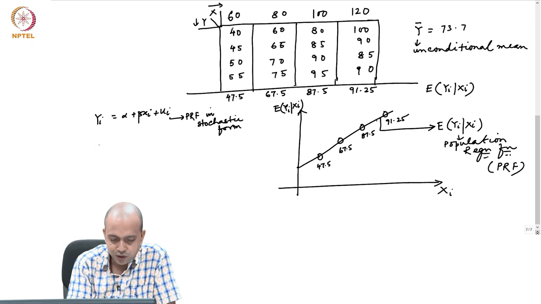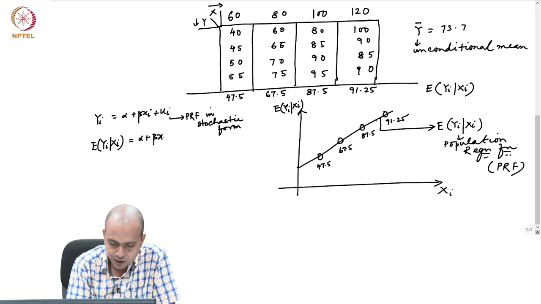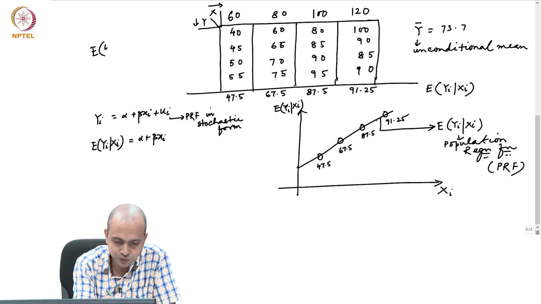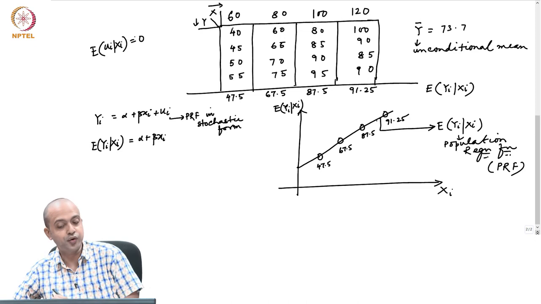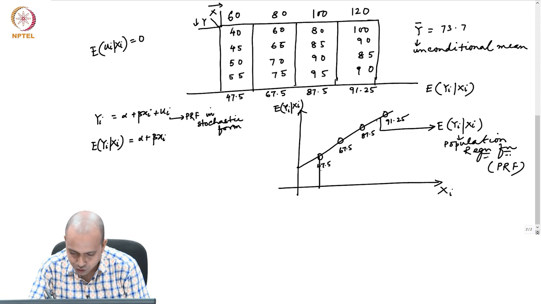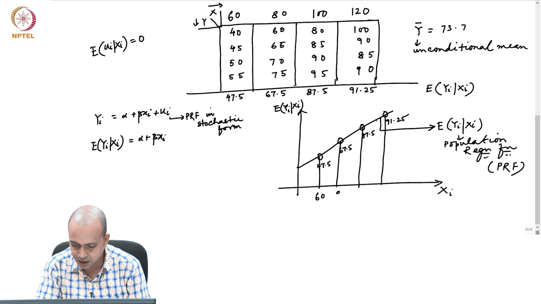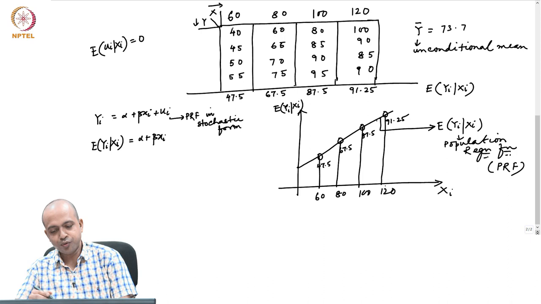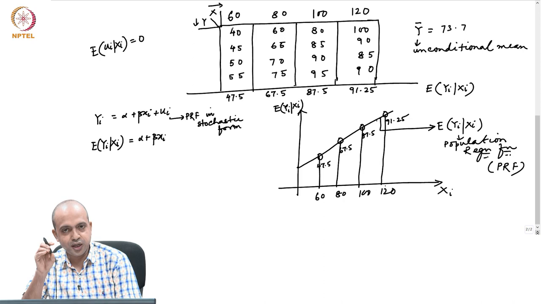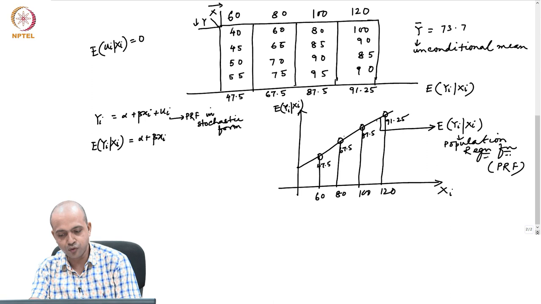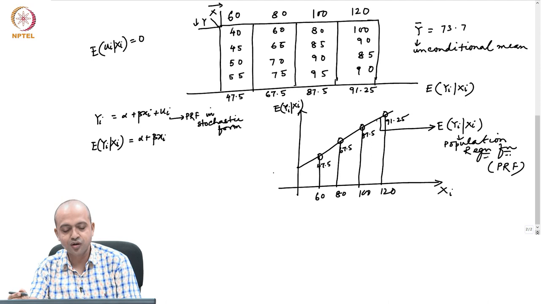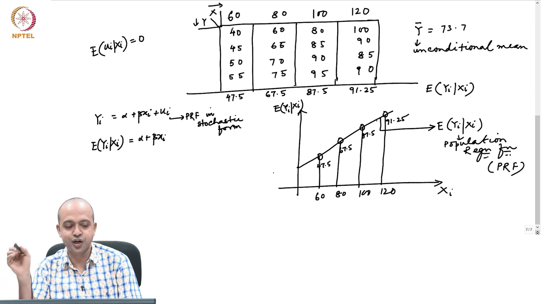If you take expectation of yi given xi, then that would become alpha plus beta xi. Why is this so? Because we have assumed expectation of ui given xi equals 0, that is, the mean value of ui equals 0. So the line we got corresponds to income levels of 60, 80, 100, 120. When you know somebody's weekly income, we can easily calculate the conditional average of that group, and then we have four such loci of conditional means, and connecting all those conditional means will give you the population regression function, right?